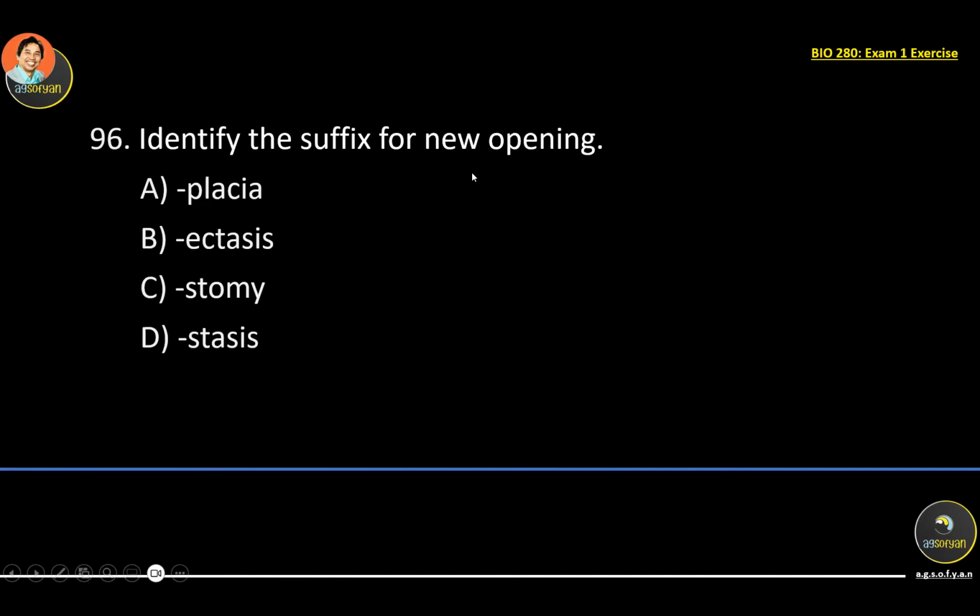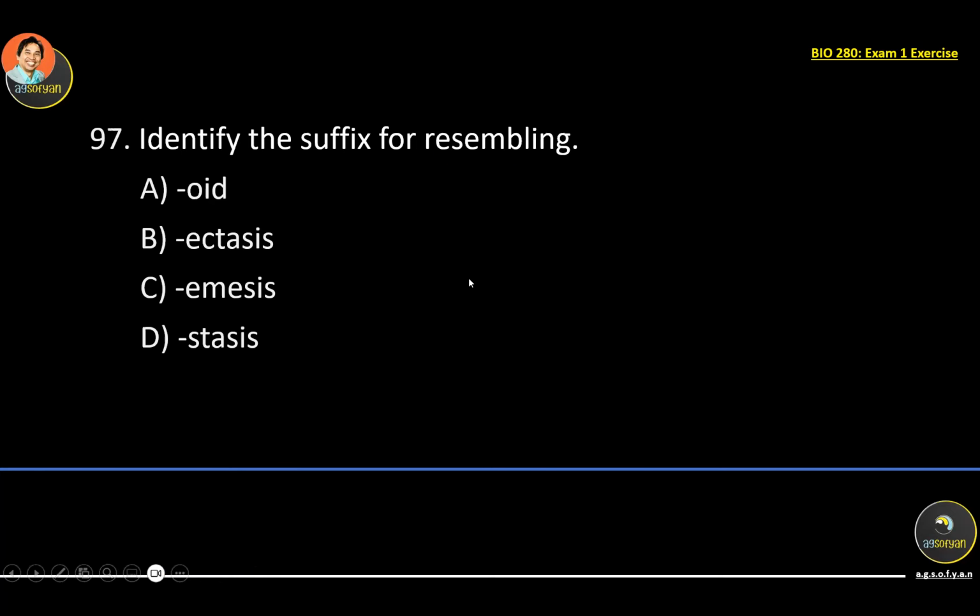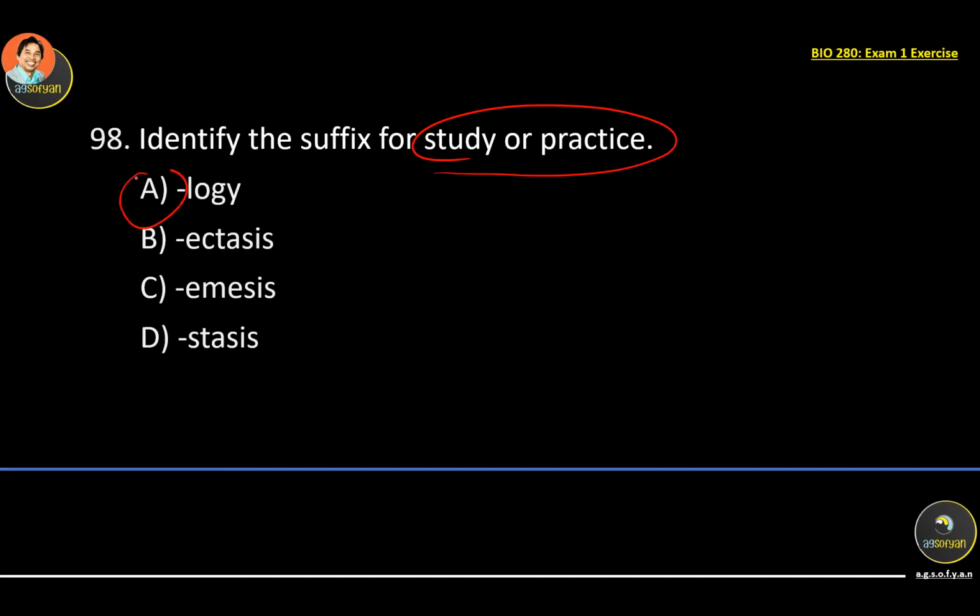Identify the suffix for new opening. New opening. A, B, C, or D. So new opening is stomy. Identify the suffix for resembling. Resembling, similar. This is oid. Oid means resemblance. The suffix for study or practice of, or science. I think it is not that difficult. This is logy.